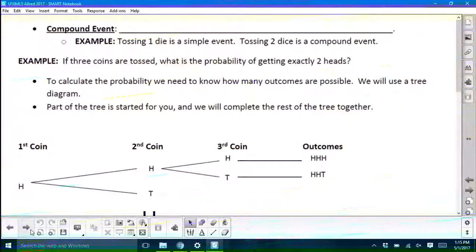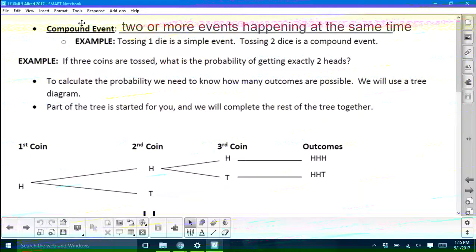But Mr. Allred, what is compound probability? Well, the truth is a compound event is any two or more events happening at the same time. Best example I can give you is tossing one die is a simple event, but if you toss two dice at the same time, that's a compound event.